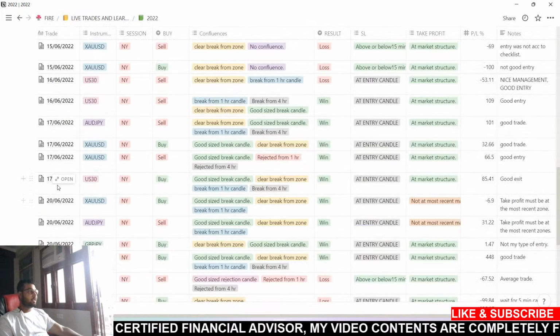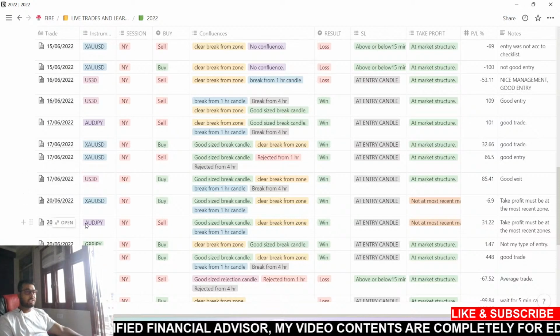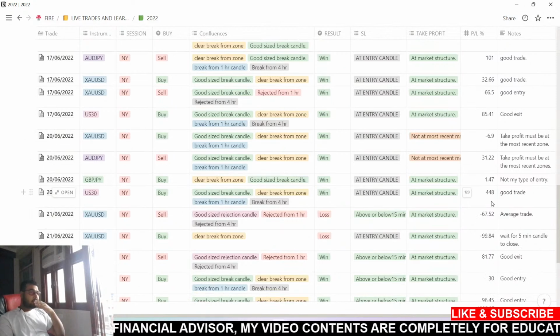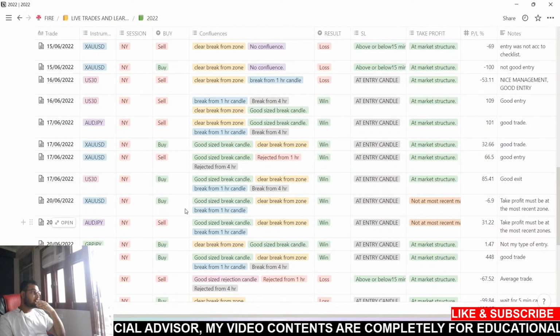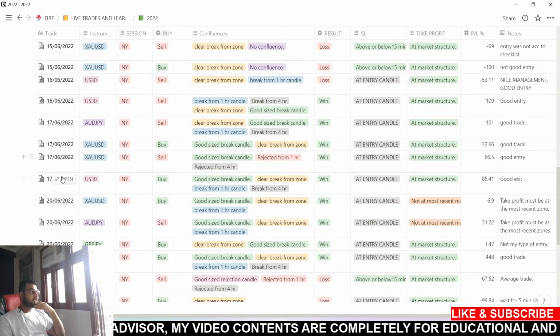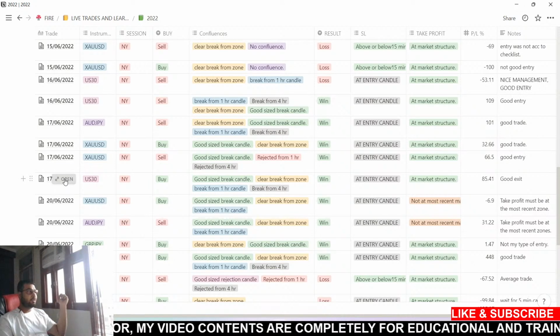If you look at all the trades, the trades on 17th, if you look at this trade, the US30 trade.